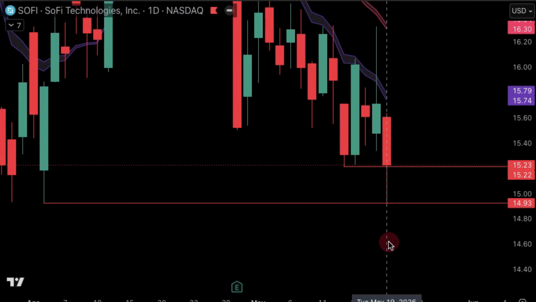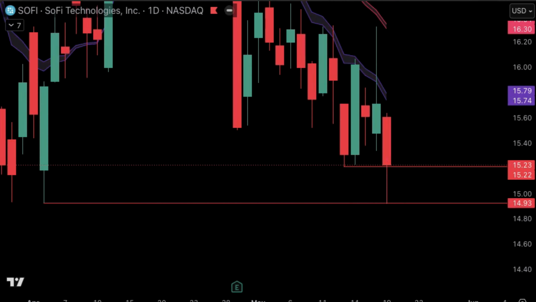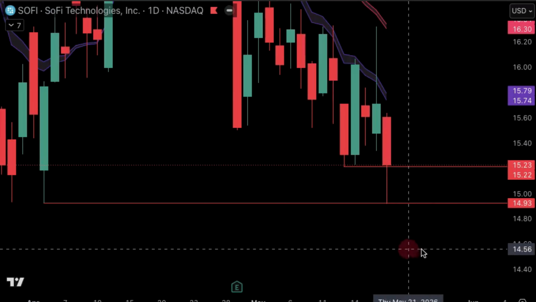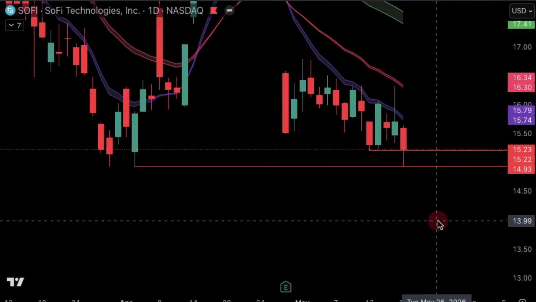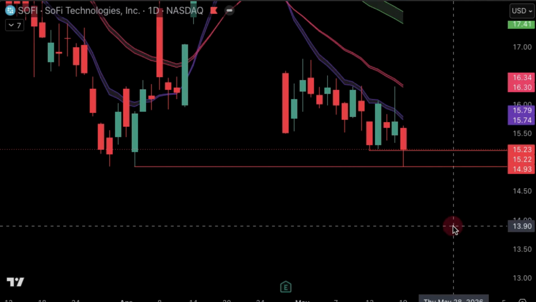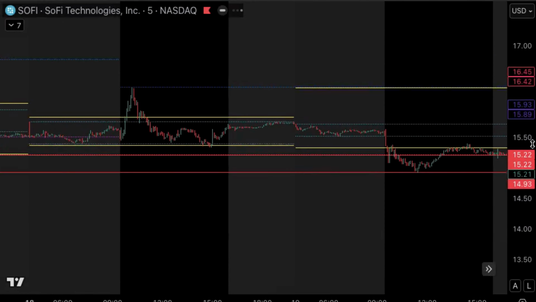That there, what was that line? 93. This low was 92. 1 penny off. So very close. We respected this level beautifully. If we broke, we would have absolutely flushed. However, that's not really what I was looking for. I was just looking for a piece of the move. So if I go to the 5-minute, my alert went off. Previous day low.